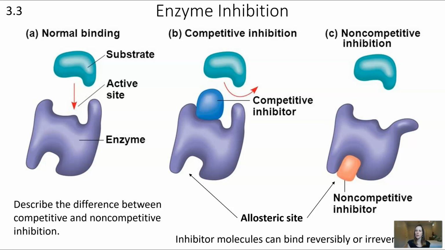Non-competitive inhibitors interact with the enzyme at an allosteric site, so somewhere else. That can change the shape of the enzyme such that the substrate no longer fits in the active site. But it's non-competitive in the sense that they're not fighting over the same location. And inhibitor molecules, I should point out, some can bind reversibly, so they can kind of come and go depending on the conditions. Sometimes it's an irreversible reaction.